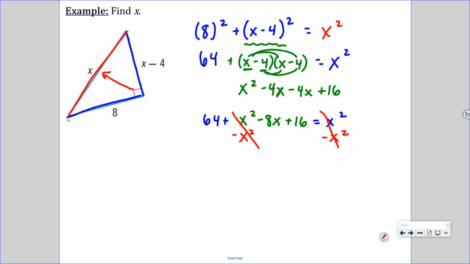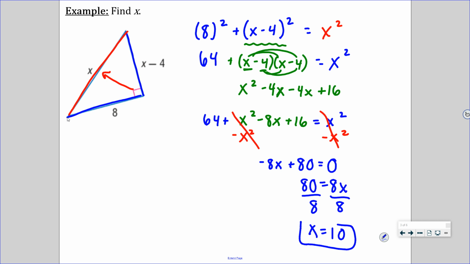So on this side I have negative 8x plus 80. What do I have on the right-hand side of my equation? 0 or 1? 0. Good. Nothing. Not x squared. 0. Okay, so to solve this, I'd probably add over the 8x. Divide by 8. X is 10. You could check your answer by plugging them back in, using Pythag, and it will work.